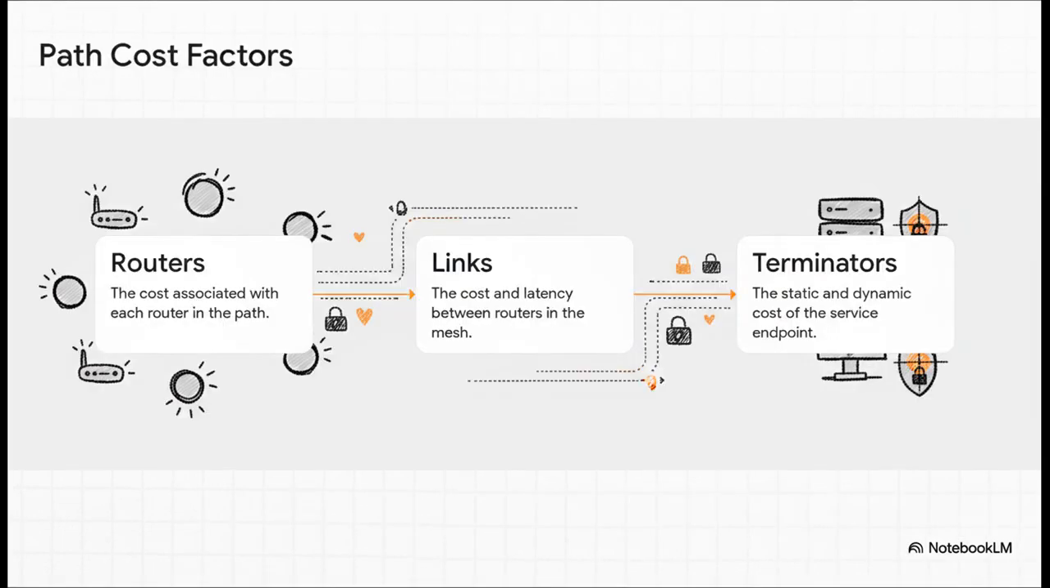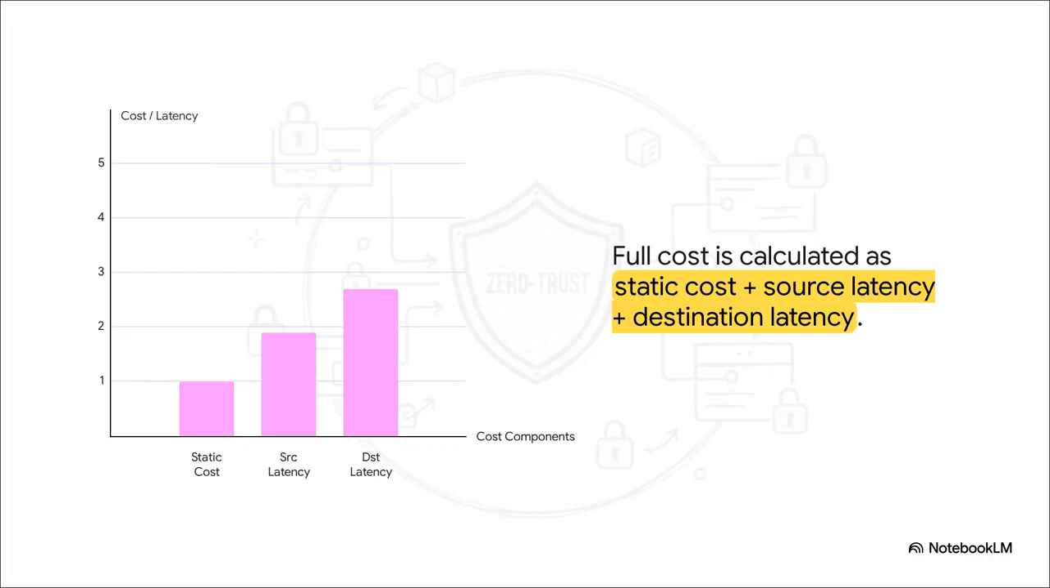Simple as that. So what goes into this cost? It's actually pretty straightforward. It looks at three things: the cost of each router along the way, the cost, and this is key, the real-time latency of the links between those routers, and finally, the cost of the destination itself, what they call the terminator. And here's a real example. The system takes the fixed cost of the link, adds in the live latency measurements, and calculates this total full cost on the fly. It's literally like a Waze or a Google Maps for your application's data, constantly finding the best route and automatically steering you around any traffic jams on the internet.